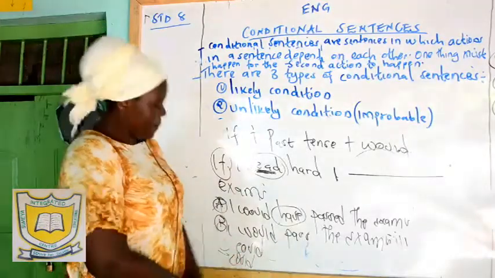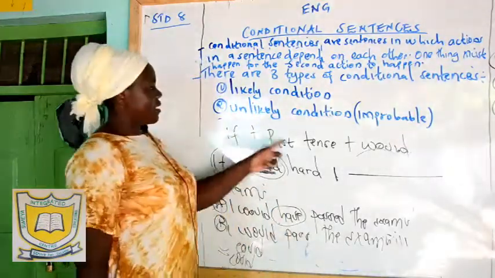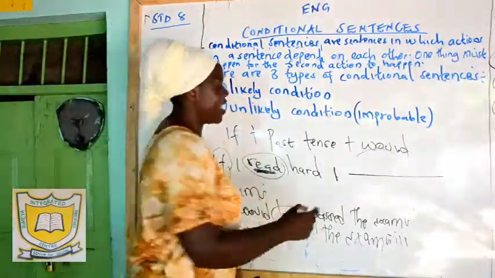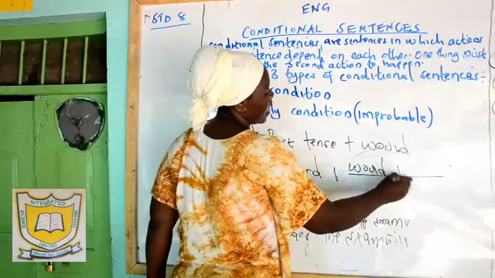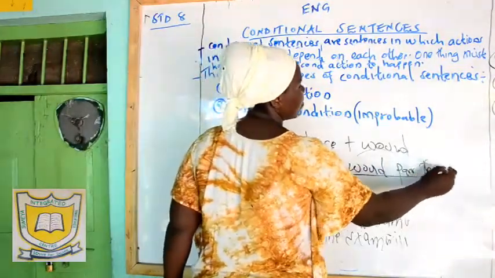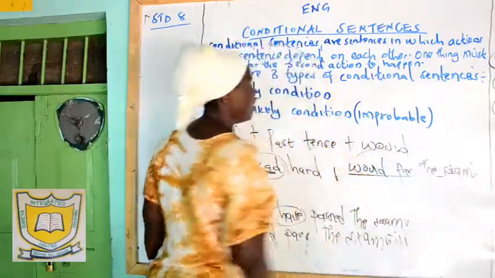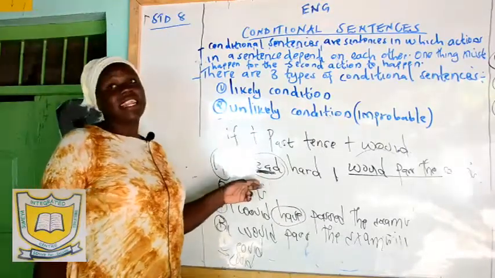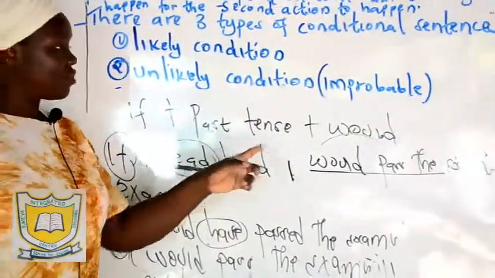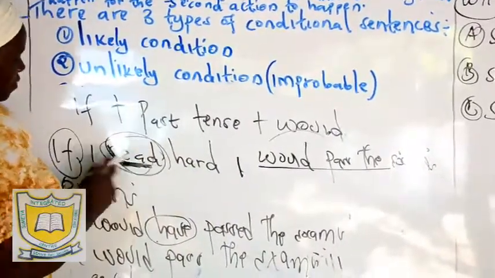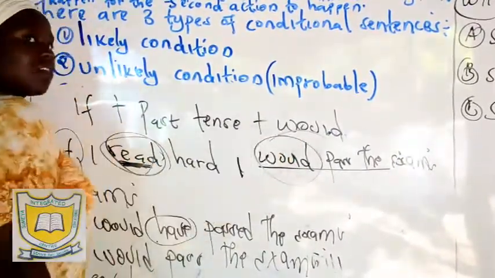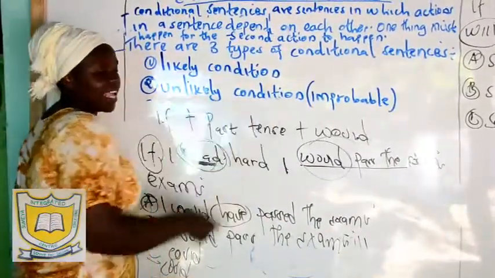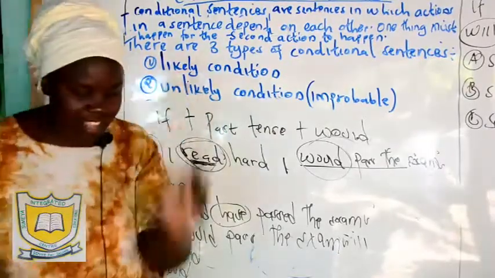A slight possibility. Well, let's say a 10% possibility that one of the actions can take place. Now, I said it's formed by if plus a past tense plus would. Example in a sentence: if I read hard, I'll pass the exam. Now, if plus read, I didn't say "read" as in present, I said "read" in the past. So I'm having if plus past tense plus would, which is what? The unlikely condition.